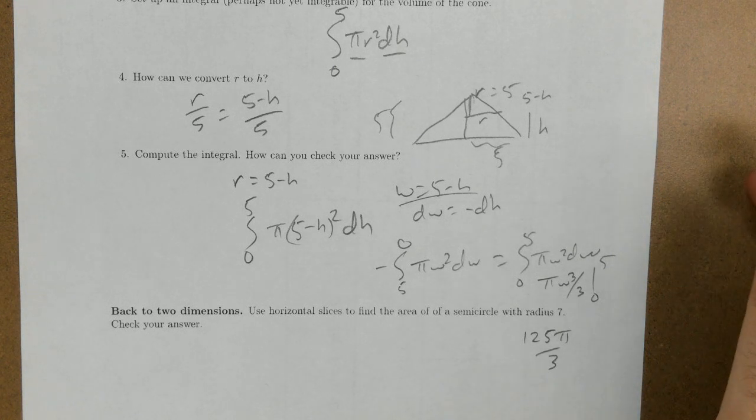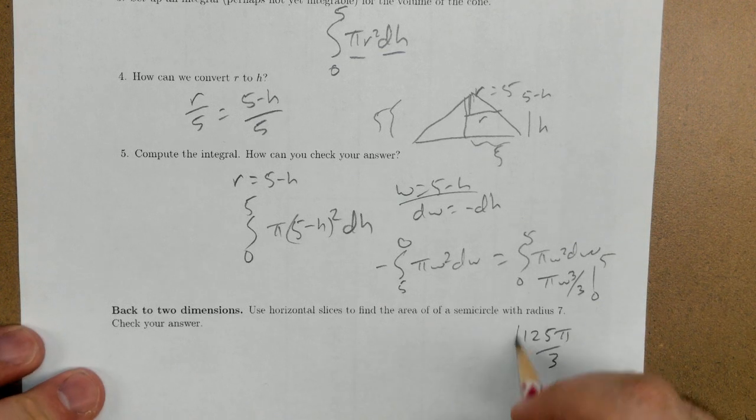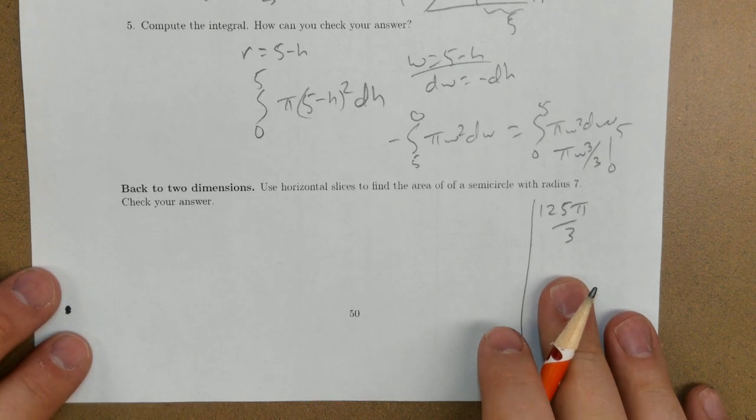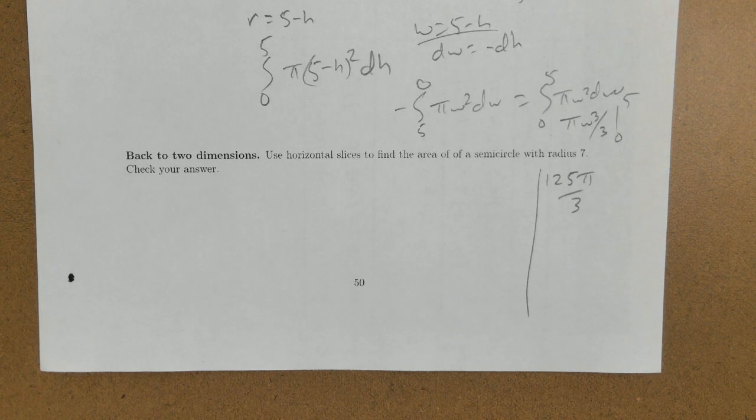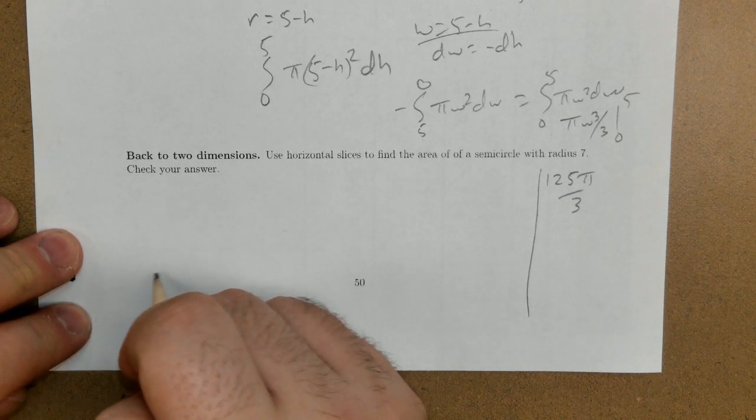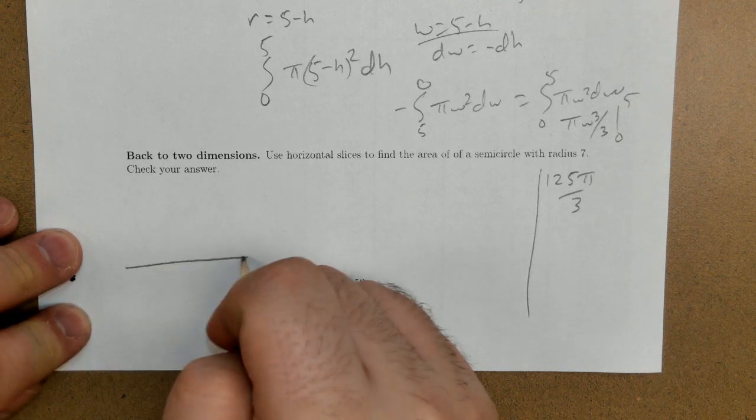Okay, so let's go back to 2 dimensions. I don't have a ton of space here, but we'll try this here. I want to use horizontal slices to find the area of a semicircle. So now we're going to do something different. We're not going to use similar triangles this time. We're going to use a different trick.